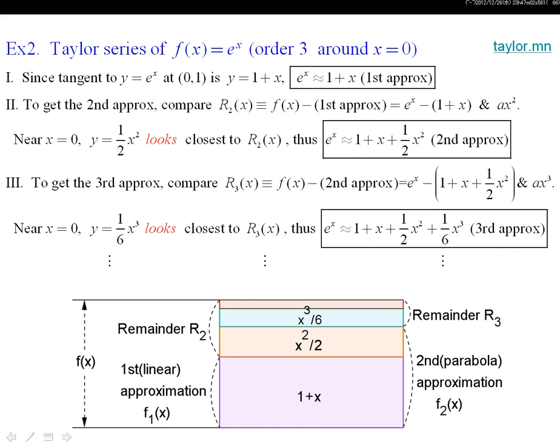A second example, and this is the last example of my presentation. Taylor series of f(x) = e^x, order 3, around x = 0. The tangent line to y = e^x at point (0,1) is y = 1 + x. So the first approximation is 1 + x. And to get the second approximation, you have to subtract the first approximation like we did in example 1.